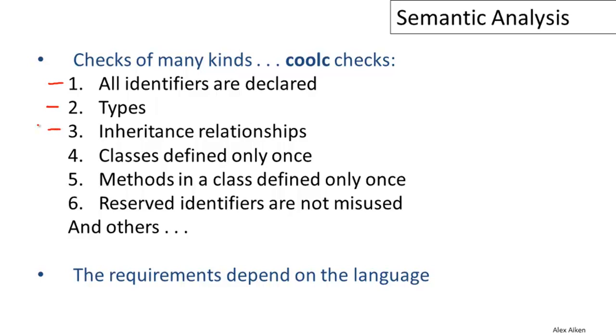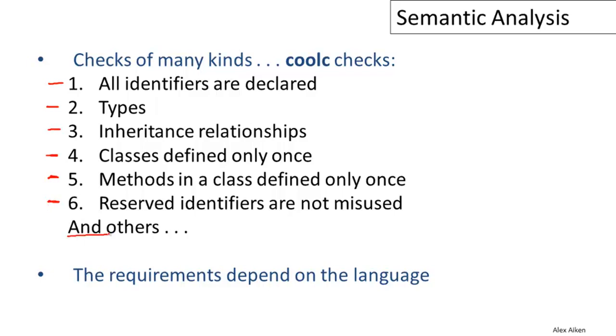We have to check that the inheritance relationships between classes make sense. We don't want classes to be redefined. We only want one class definition per class. Similarly, methods should only be defined once within a class. Cool has a number of reserved identifiers, and we have to be careful that those aren't misused, and this is pretty typical. Lots of languages have some reserved identifiers with special rules that have to be followed for those identifiers.